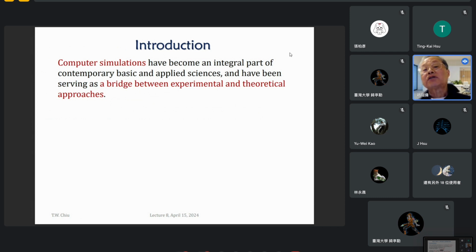But sometimes the experiment is too difficult to do. So it is required to do some simulation before we can build the apparatus, because it's very expensive to build the apparatus which can do whatever we want to have in mind, to discover.